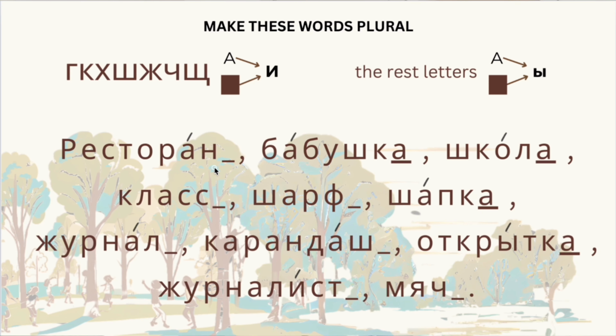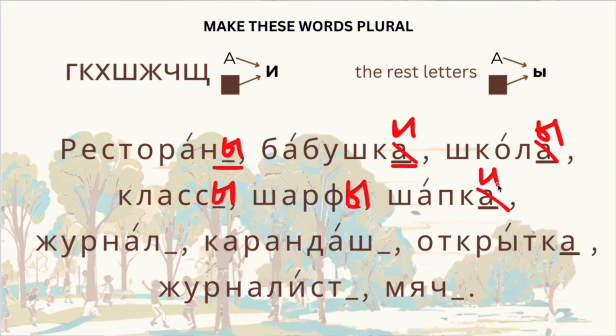Okay, ready to practice? Поехали. Ресторан, regular consonant, рестораны. Бабушка, шк, hissing, hushing sound, бабушки. Школа, regular consonant, школы. Класс, regular consonant, классы. Шарф, regular consonant, шарфы. Шапка, к. Remember, not a regular consonant, шапки.